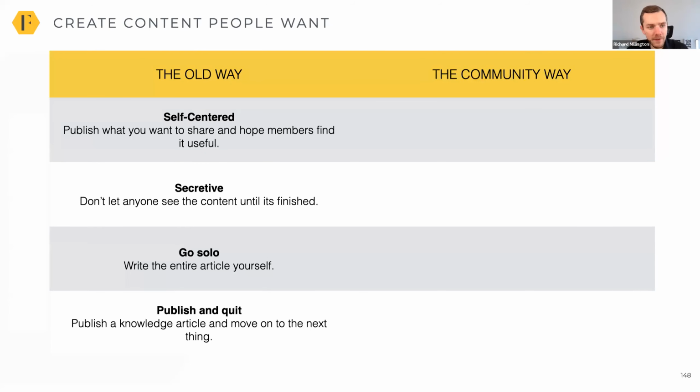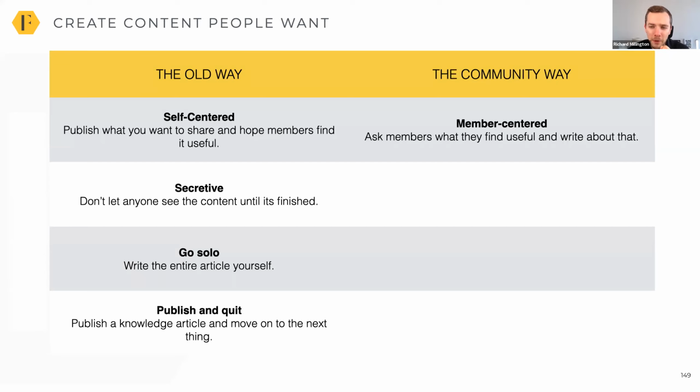So the old way was very much a self-centered approach. If you have a knowledge base at the moment, this is usually how it works. You publish what you want to share and hope that members find that useful. You don't let anyone see it until the content is finished. You write the entire article yourself, and then you publish a knowledge article and you move on to the next thing. The community approach is a lot different.